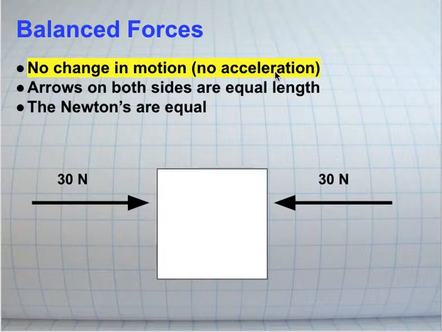This is a really big, important part as we move forward, understanding that if things are equal, nothing is going to change. The object is going to continue doing exactly what it was doing before. So if it was staying still, it's going to stay still. If it was moving at 30 miles per hour, it's going to continue moving at 30 miles per hour until those forces get unbalanced. And we'll talk about that in a minute.